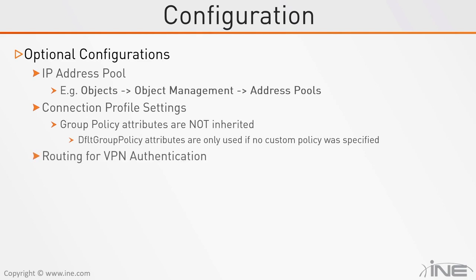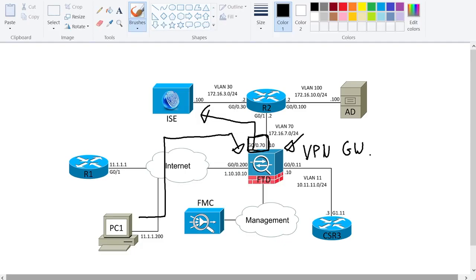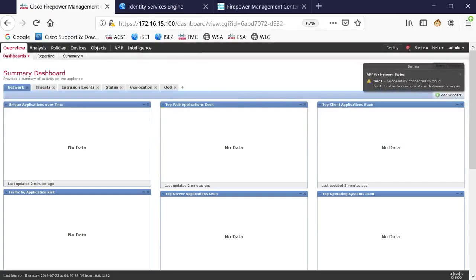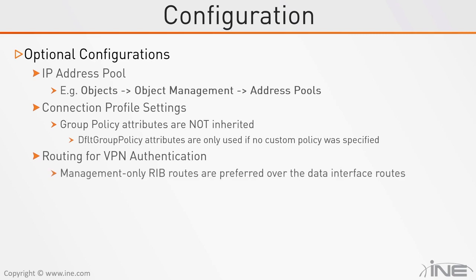One additional note on the routing set up for VPN authentication. This is all about the communication between our gateway and the RADIUS server. This can be provided through the management or regular data interfaces, and the management routing table routes are preferred over the regular routing table populated with, and used by, the data interfaces.